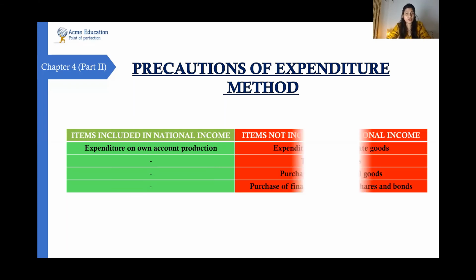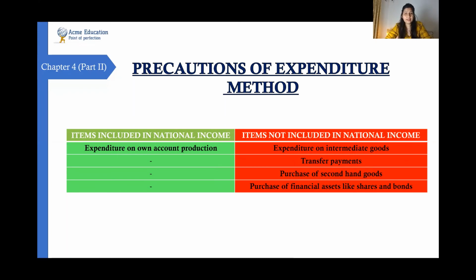Moving to the items that are not a part of national income, any kind of expenditure on intermediate goods will not be a part of national income. Again, the same reason that we saw in our value added method: because intermediate goods are going to add double counting, we don't include the value of the expenditure on intermediate goods. Intermediate goods are still further to be processed, and in national income, we take directly the final price of the product.